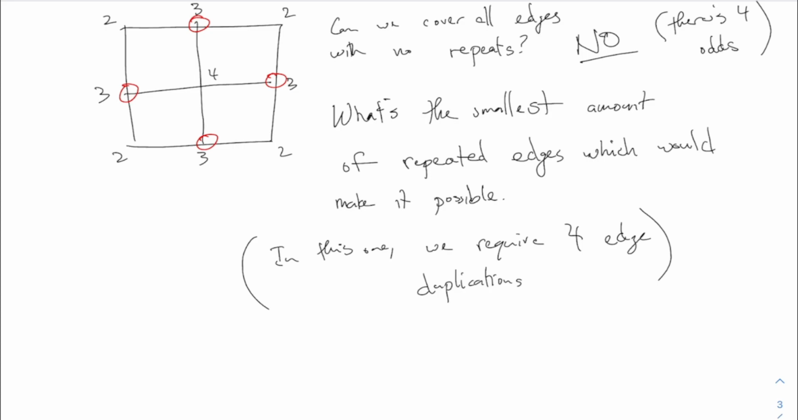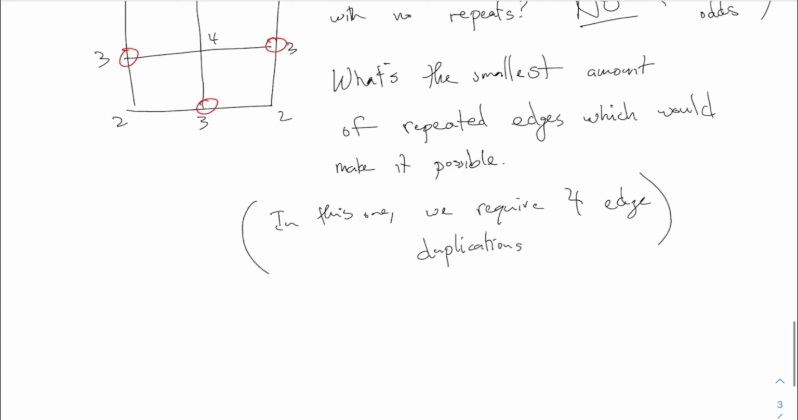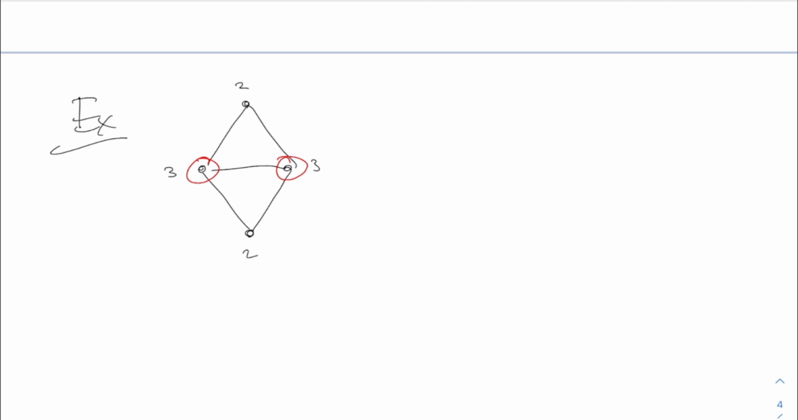This example right here is a little complicated. I want to look at a simpler example. Let's try something like this. This is just a smaller graph. All right. This is a graph. I'll write down the degrees. They are 2 on the top and the bottom and 3 on the 2 sides. All right. So because I see some odds, there's 2 odds in fact, that means there is no Euler circuit because of the 2 odds, right?